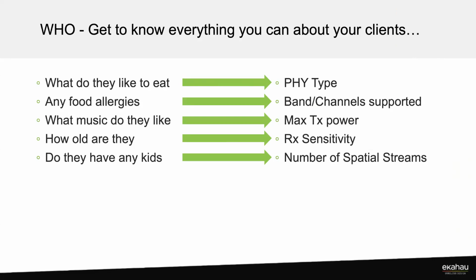Referring to what band and channels are supported, I think that getting to know your clients is probably one of the most important steps in designing a good wireless network, because what is Wi-Fi all about, right? It's all about clients. I think we can say our 2.4 gigahertz-only clients are 5 gigahertz intolerant. Yeah, they're 5 gigahertz intolerant clients.